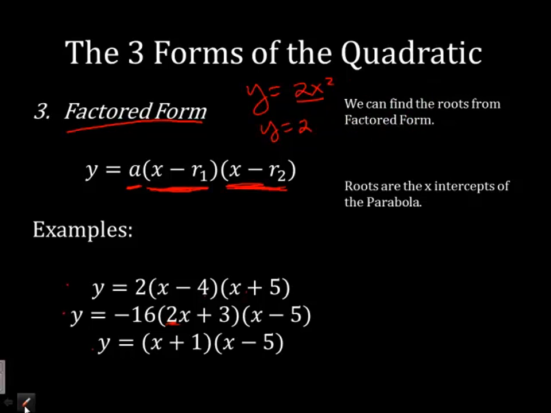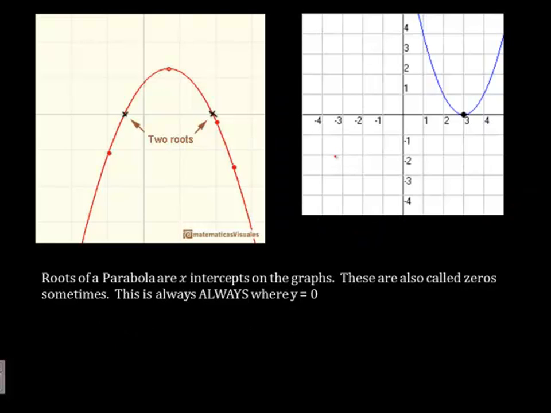The reason the factored form is nice is because it allows us to find roots of our parabola. Roots are the x-intercepts of the parabola. I have a couple of illustrations here to show you what roots are. So here we have an upside down parabola. Here would be the x-axis and the y-axis. And the roots occur here and here. And notice that this is where y equals 0.